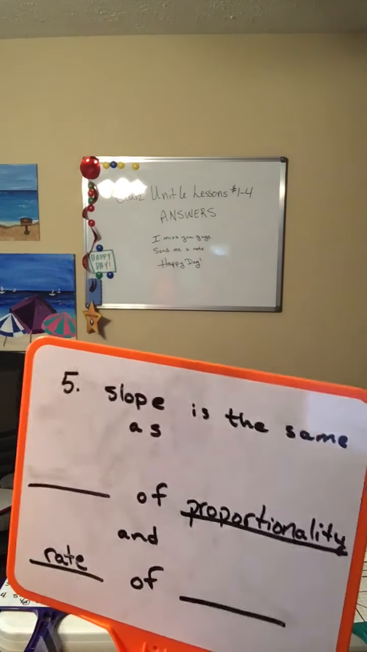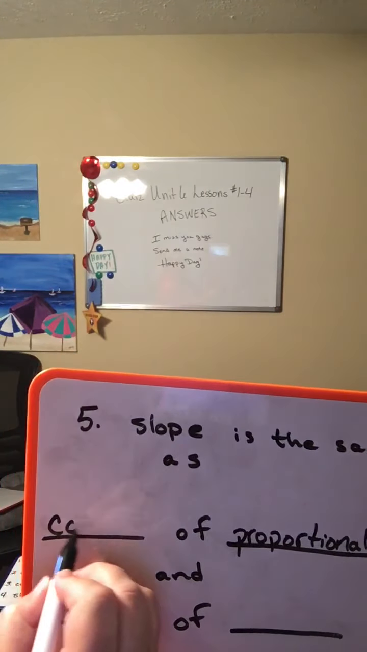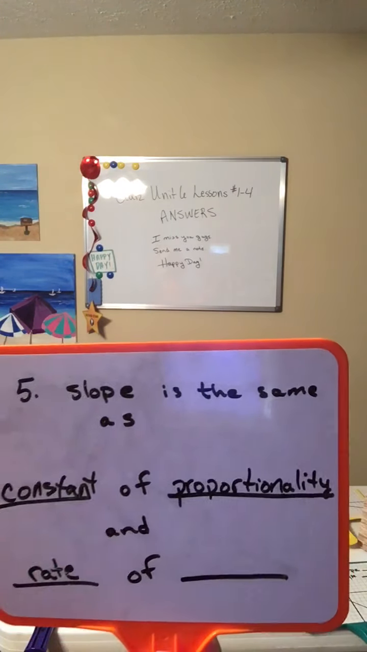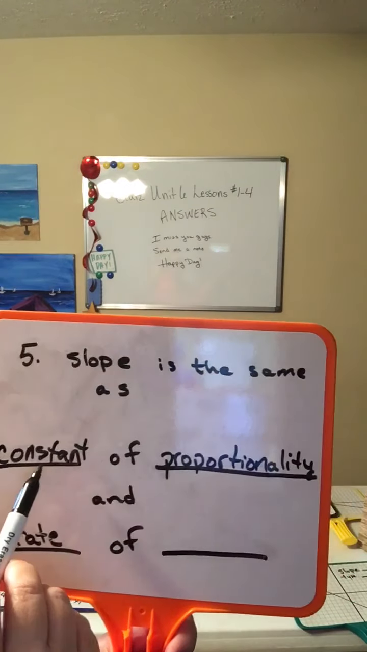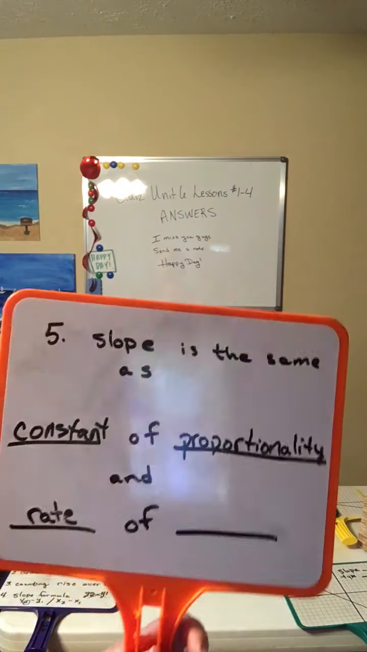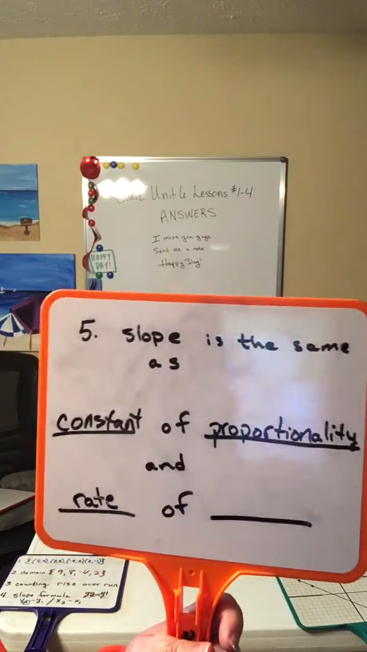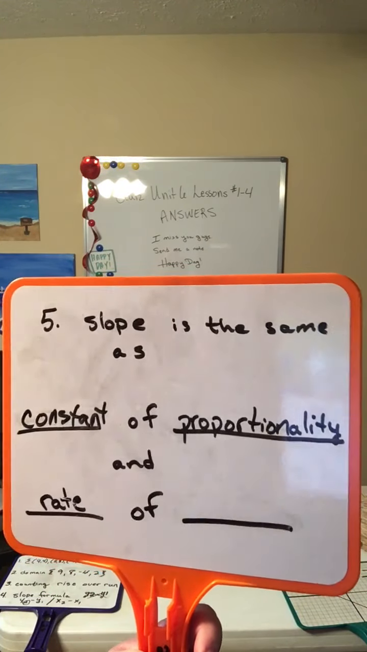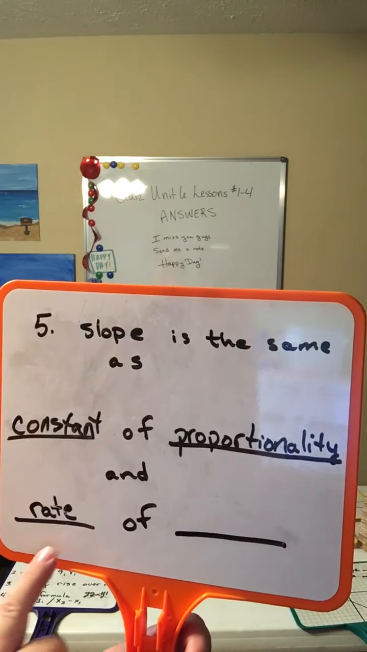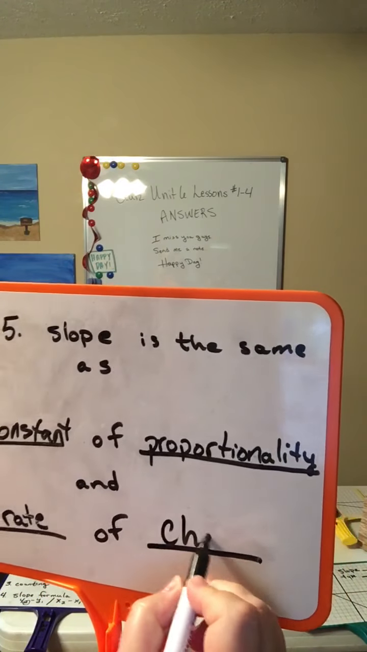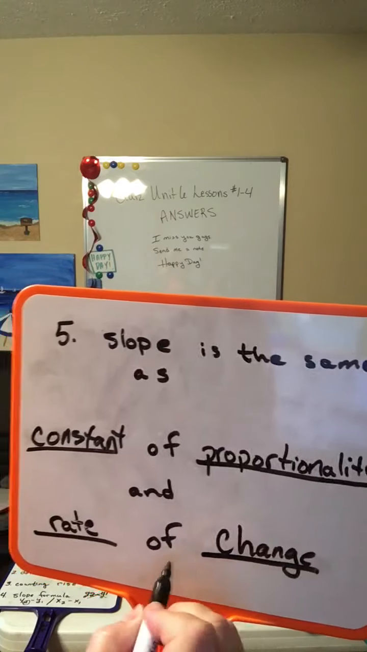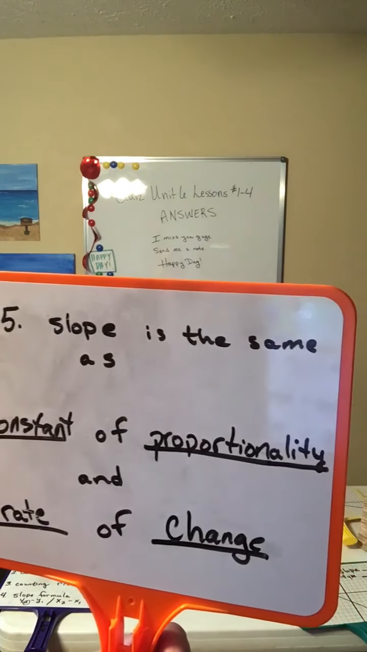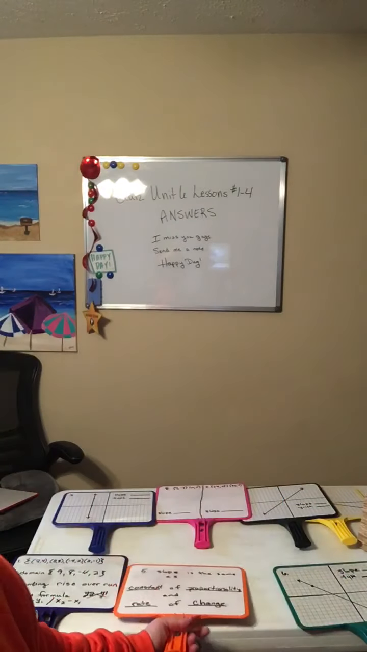All right, number 5. The slope is the same as the what of proportionality? The constant. If we get back to school this year, we'll probably talk about the constant of proportionality, but sometimes I'll just call it the constant. Just like I don't call you by your first and last name, I just call you by your first name. That's kind of how this one works. The other one is called the rate of change. So the rate of change, the constant of proportionality, and the slope, they're all the same number. They all equal each other in the same type of problem.